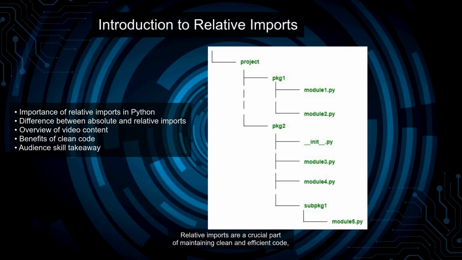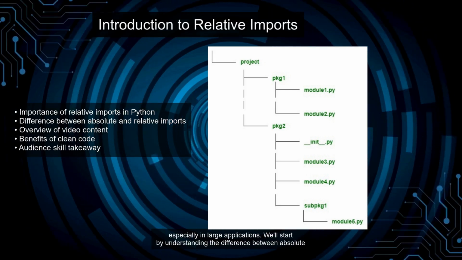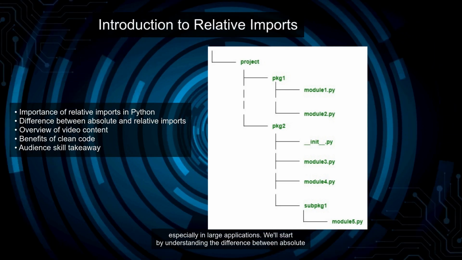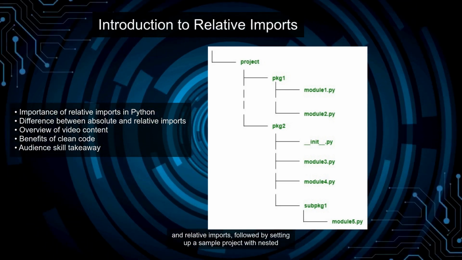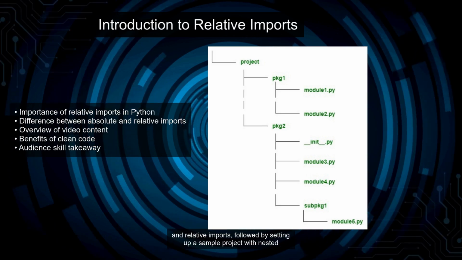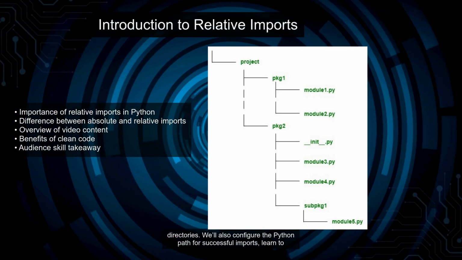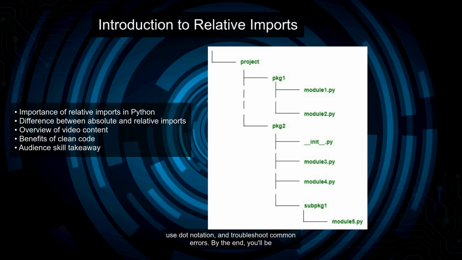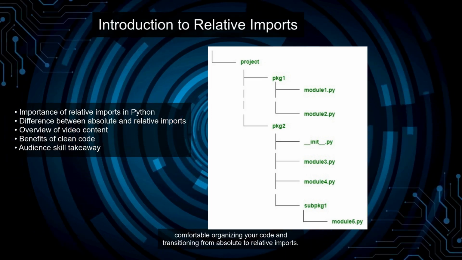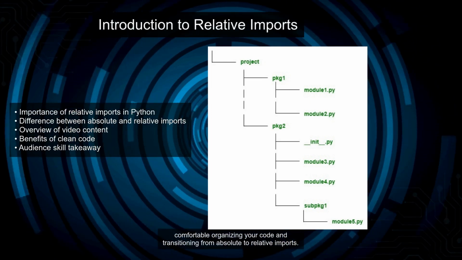Relative imports are a crucial part of maintaining clean and efficient code, especially in large applications. We'll start by understanding the difference between absolute and relative imports, followed by setting up a sample project with nested directories. We'll also configure the Python path for successful imports, learn to use dot notation, and troubleshoot common errors. By the end, you'll be comfortable organizing your code and transitioning from absolute to relative imports.